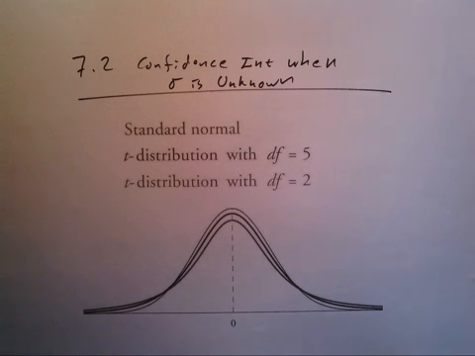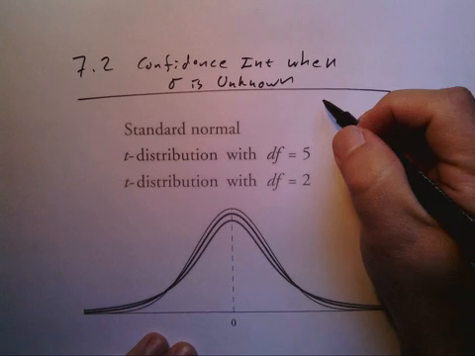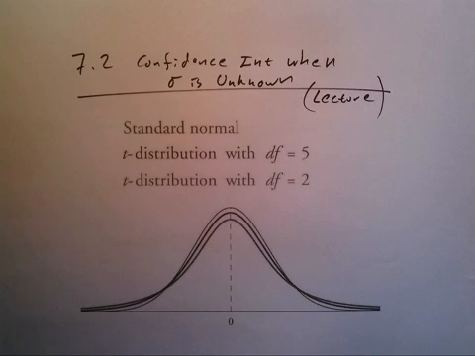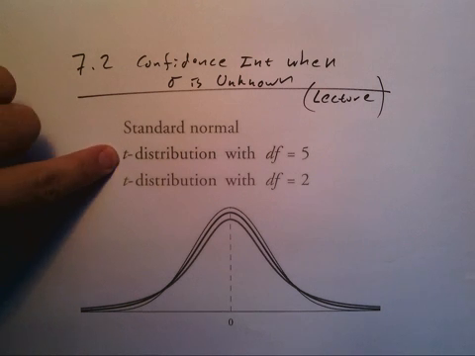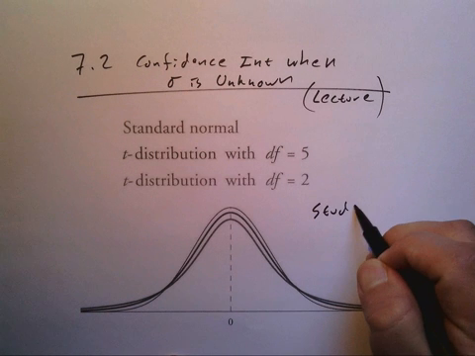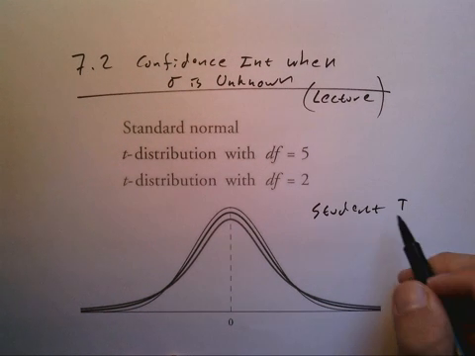Alright, this is 7.2, confidence intervals when sigma is unknown. This is a lecture video. Here we go. So, when sigma is unknown, we're going to use a t distribution as opposed to a z distribution. Alright, so a t distribution is short for a student t distribution.